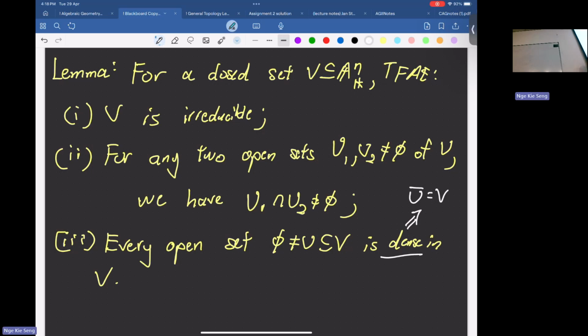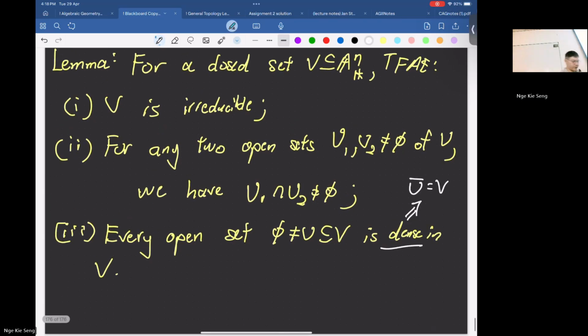Yeah. I think I'll put that into your tutorial later. Let you play around with the Zariski closure. Okay, so maybe I put one line here for you.